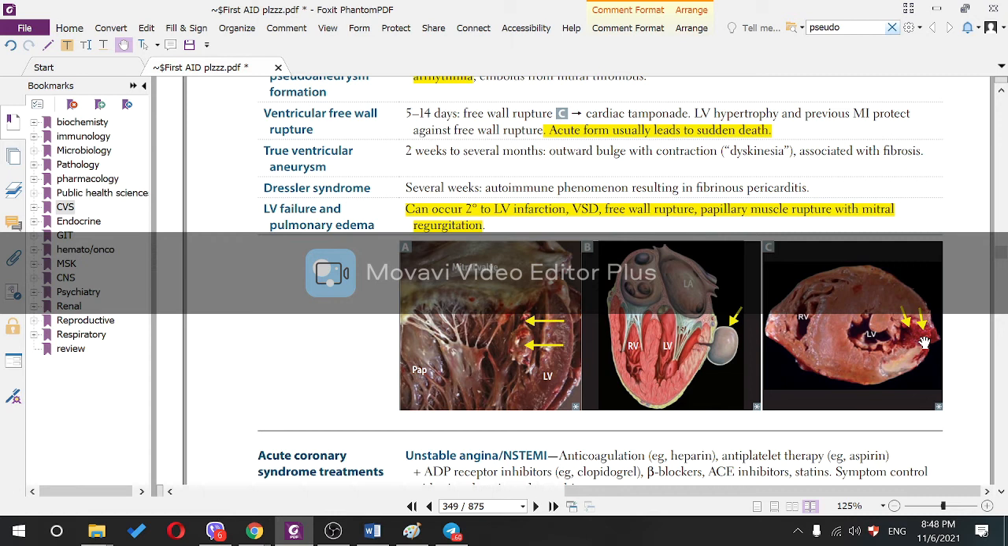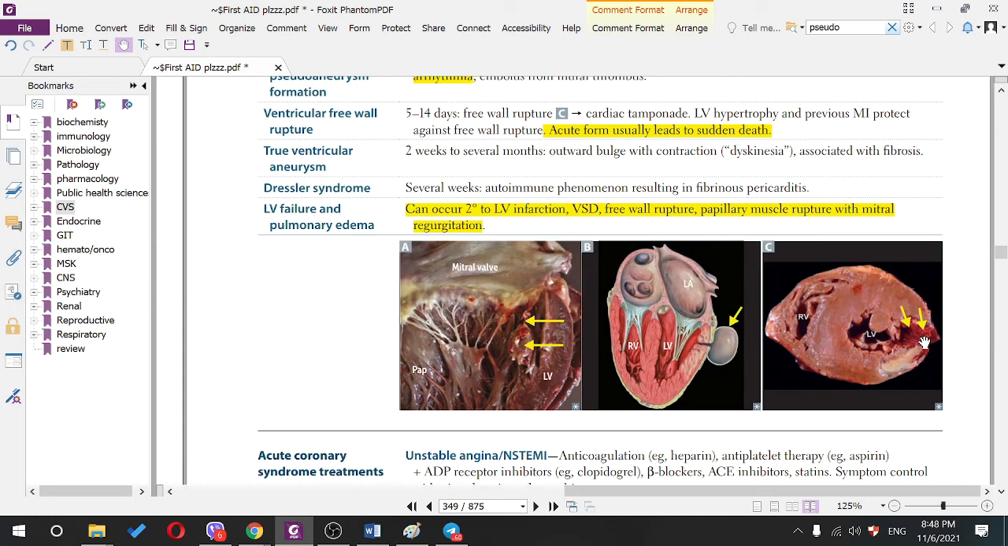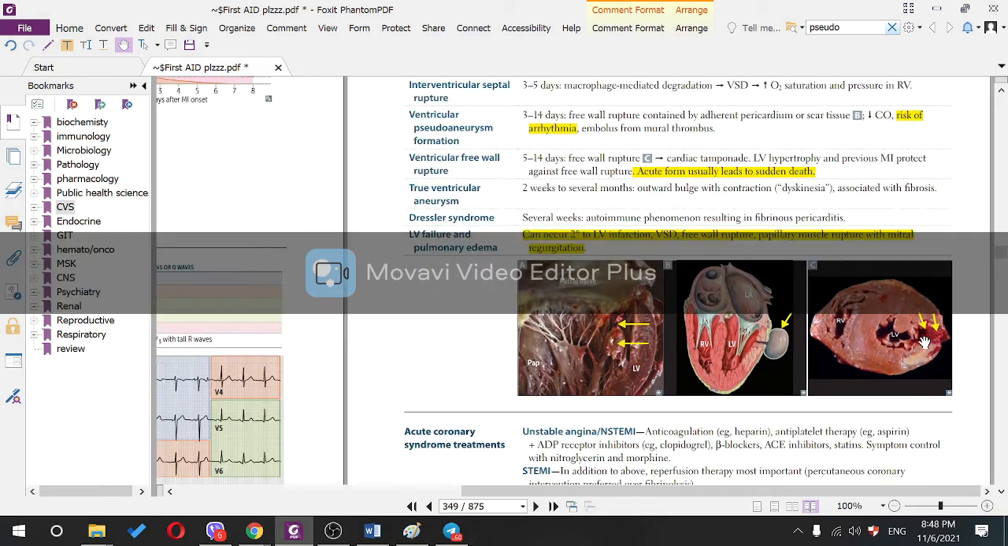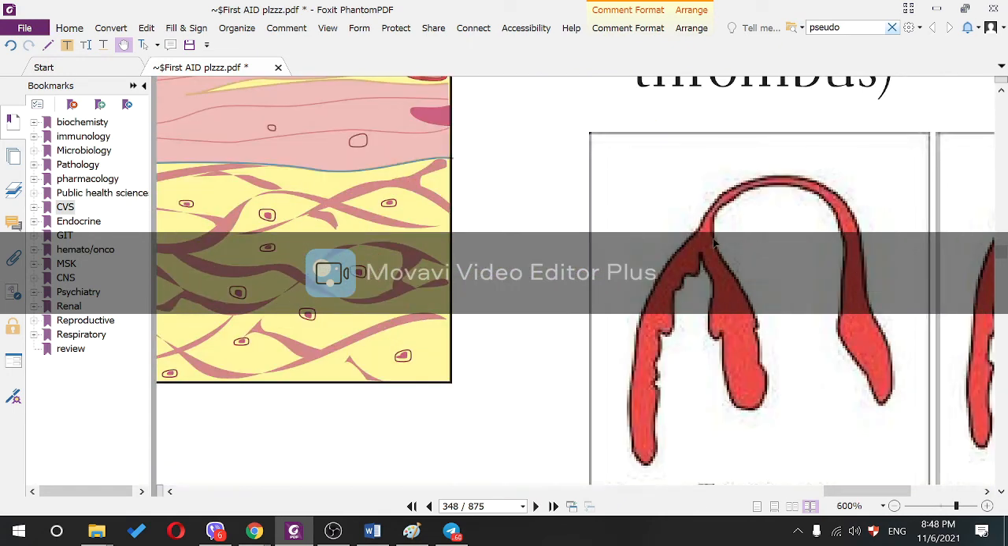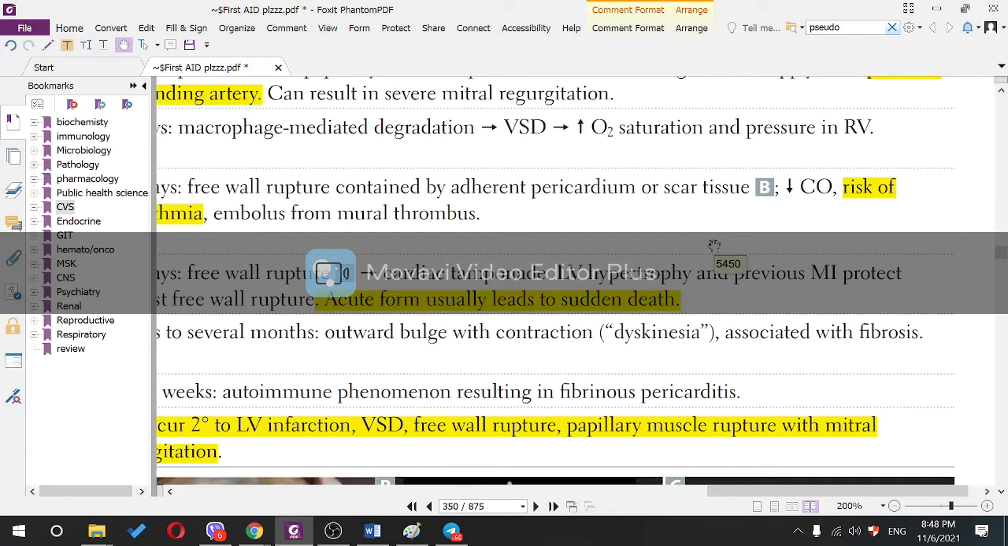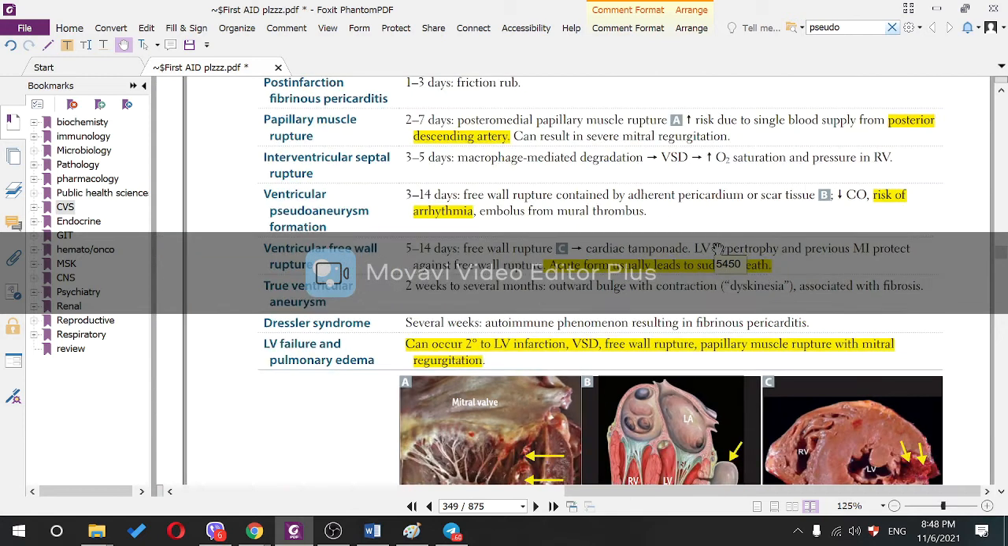It's 2 weeks to several months afterward. And there is an outward bulge with contraction. Why? Because the wall is dilated. That is correct, but it is like a flab. You can see it's dilated, but it's like a flab. It's not contracting. Since it is like a flab and it's not contracting, it's useless.